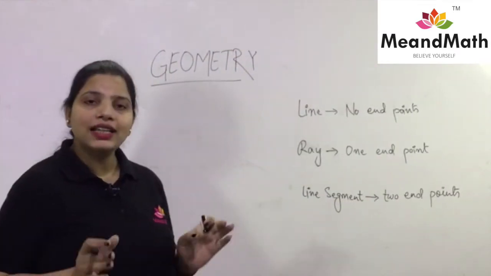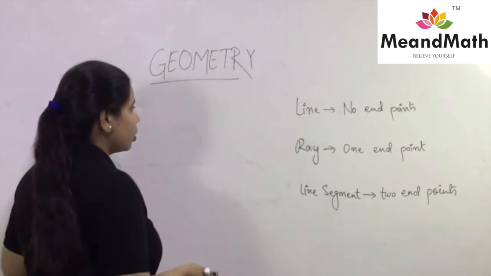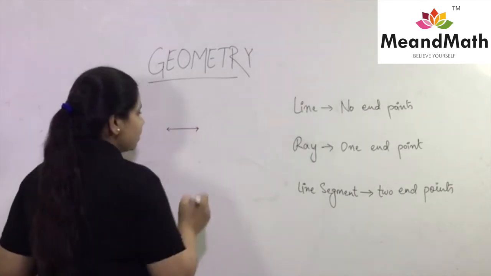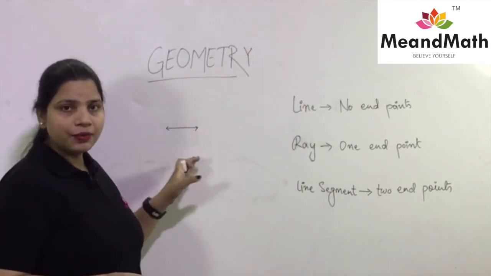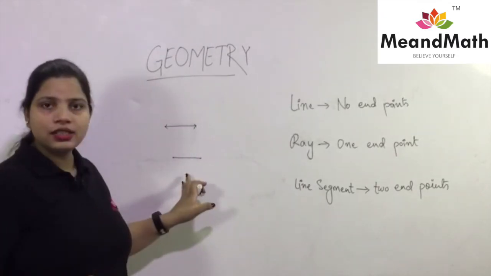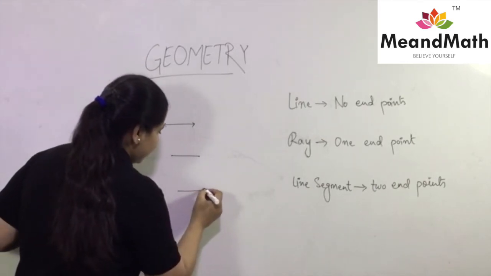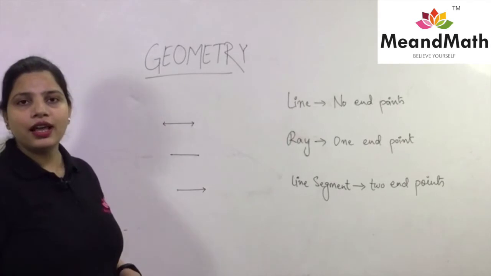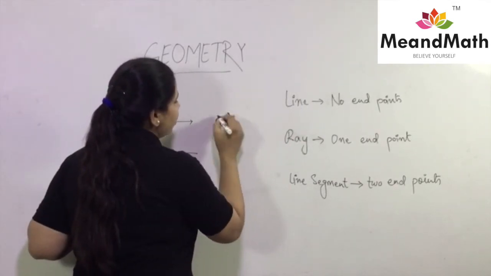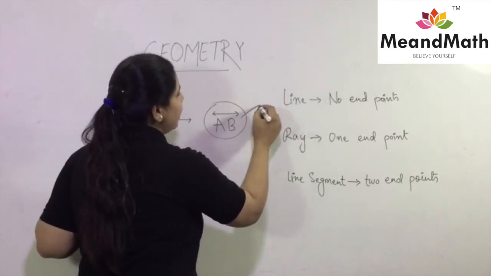Now, how do we identify or name a line, line segment or a ray? So, if I ask you, what is this? It's a line? Correct. What about this? It's a line segment and it is a ray. So, if you have a name like AB written like this, so it is nothing but a line.